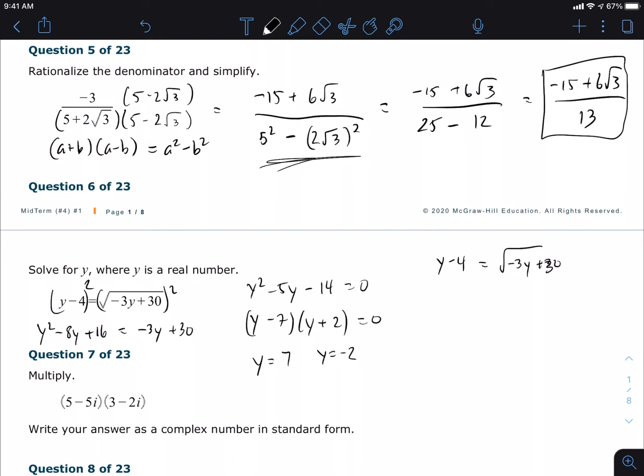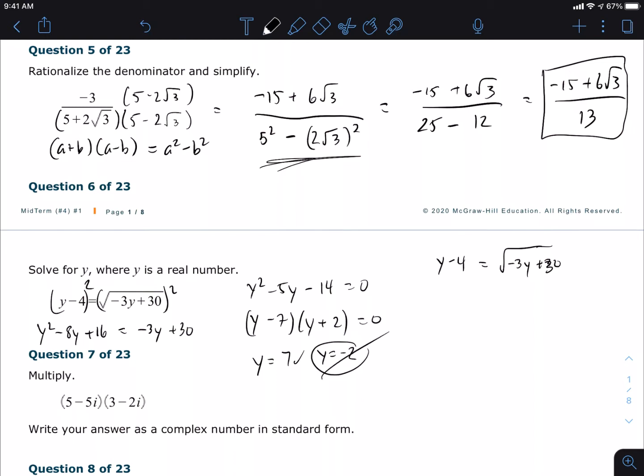Right? So if we plug in a 7, that's going to be a negative 21. That would give me a root of 9. And 7 minus 4 is 3. So this one does work. Let's check the other. If I plug in negative 2, I'm going to get 36. That would be a positive 6. But on the other side, it'd be a negative 6. And so this one does not work.